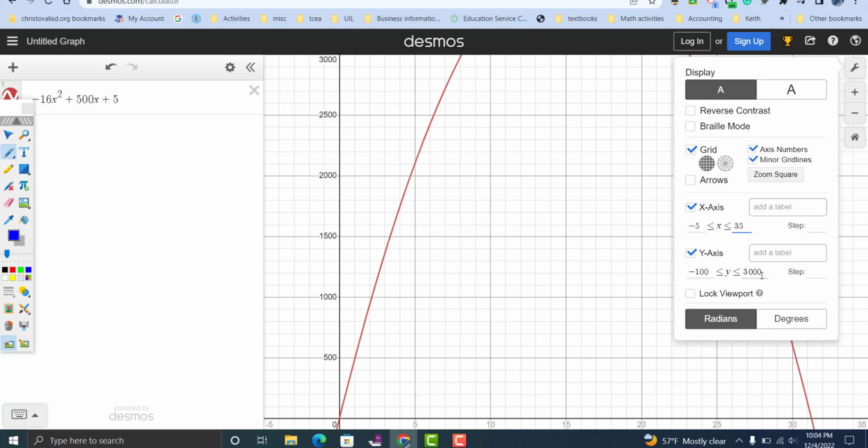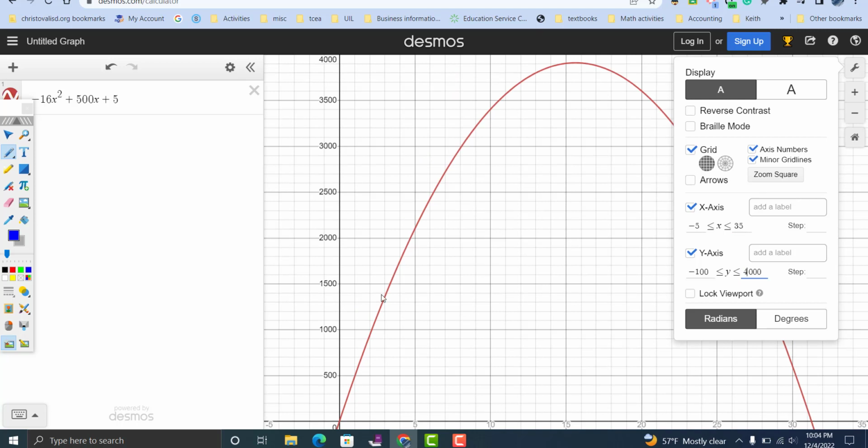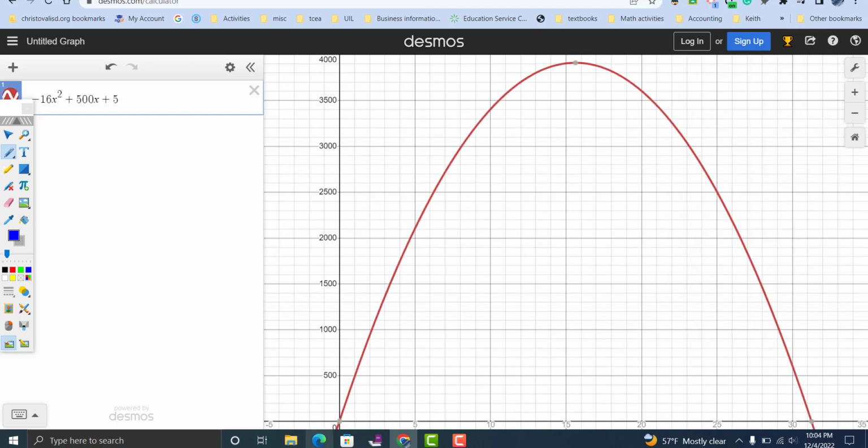Now I've landed. But we still haven't covered all my y's. So let's try 4,000. And now 4,000 has worked. So I kept adjusting my x and my y maxes until I got a graph that shows everything. Because if you zoom out, a little over 30-second window is going to be way off your graph. So now we can see the whole projection of it.